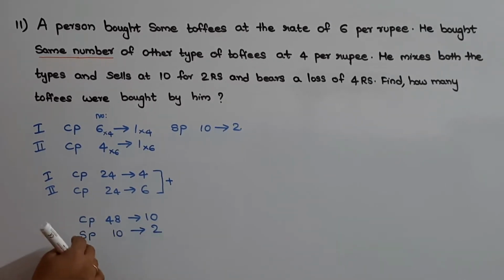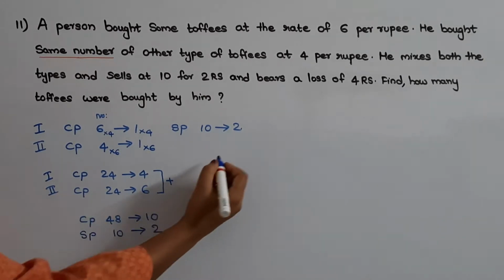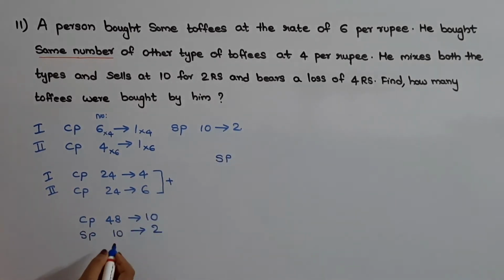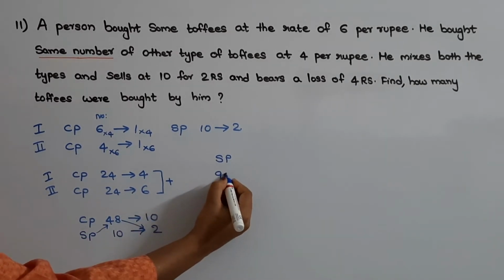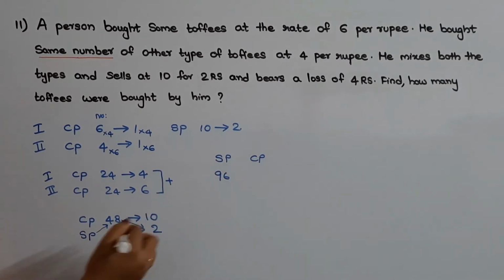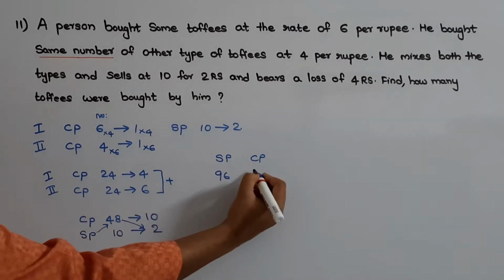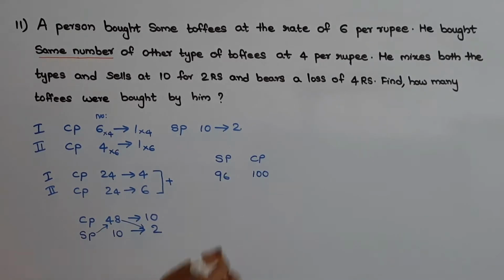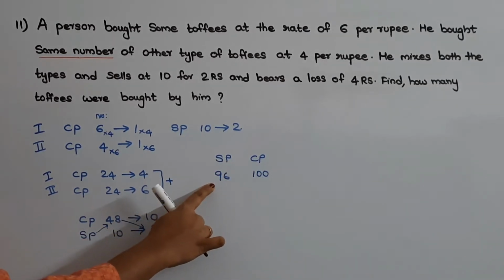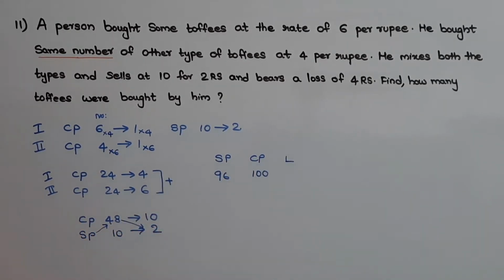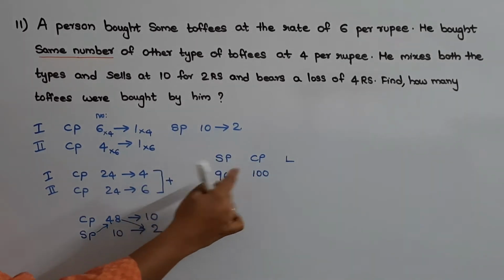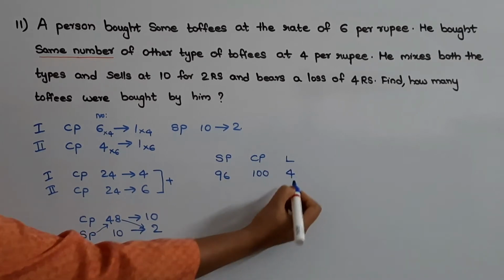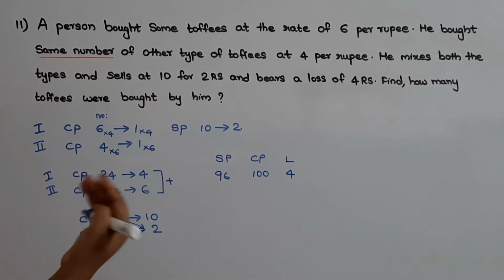Now we can find out the selling price and cost price by cross multiplying. So what will be the selling price? Selling price will be equal to 48 into 2, that is 96. What will be the cost price? Cost price will be equal to 10 into 10, that is 100. So here the cost price is greater than selling price, so he bears a loss. And the loss will be equal to cost price minus selling price, that is 100 minus 96, that is 4.